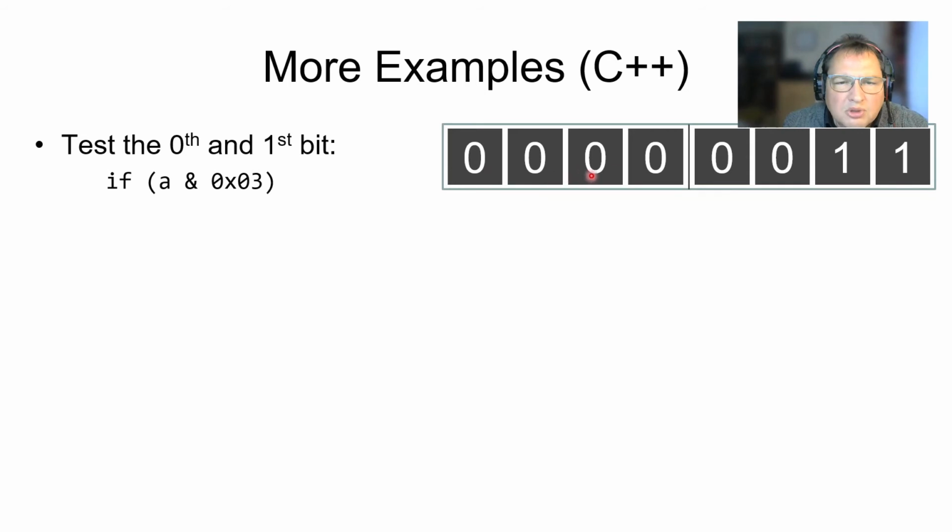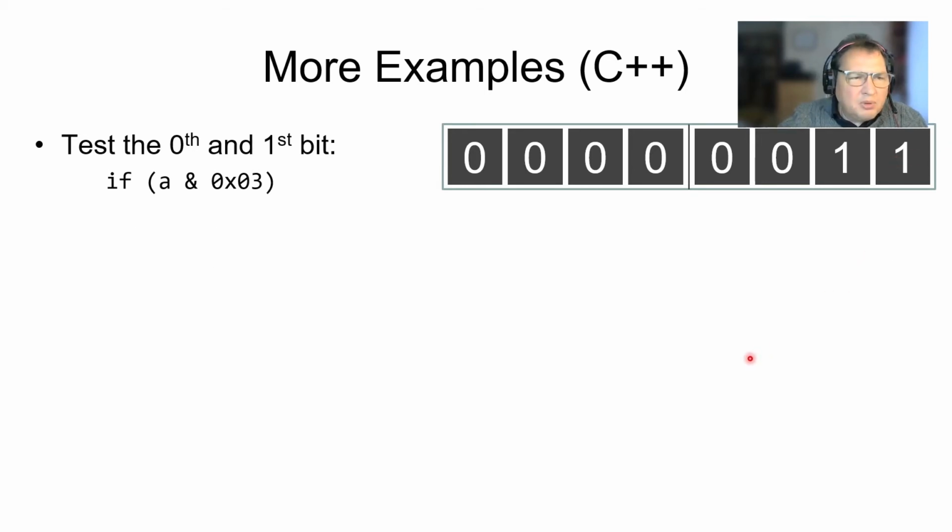So 0000, it's a hexadecimal 0. 0011, it's a hexadecimal 3. Okay, if you remember binary code, you should soon notice that 0011 is 3. So 03, that's the hexadecimal value of this binary mask.